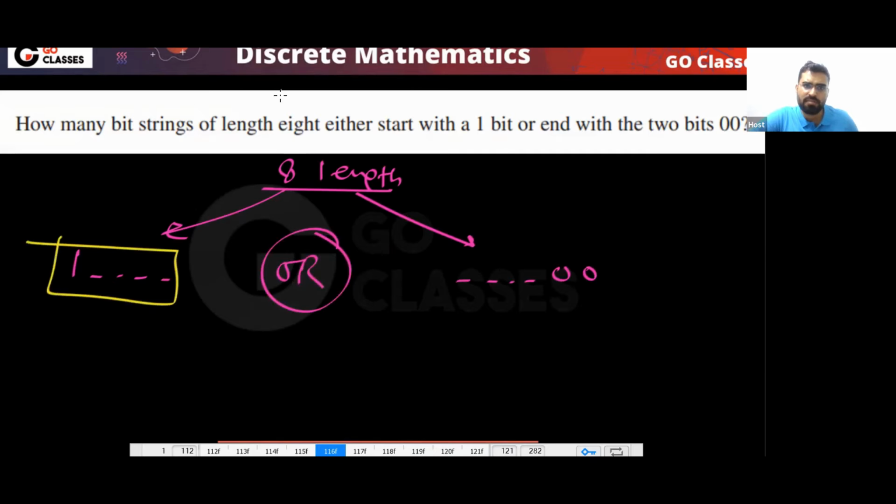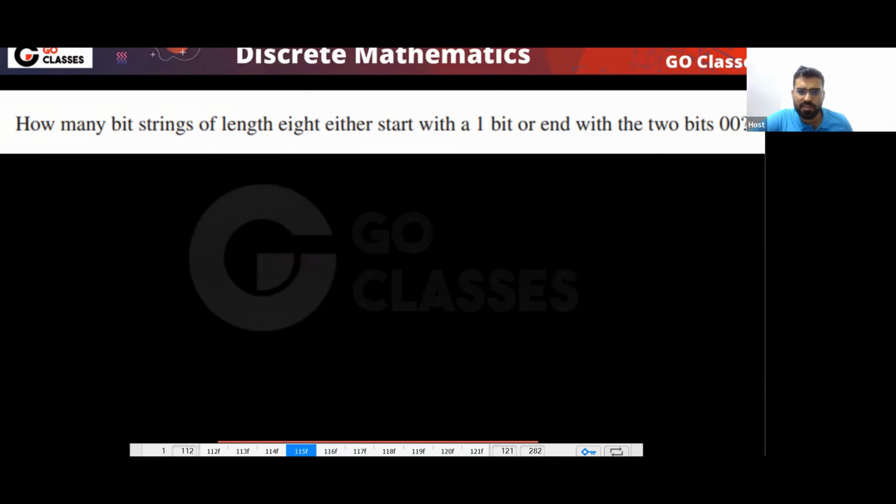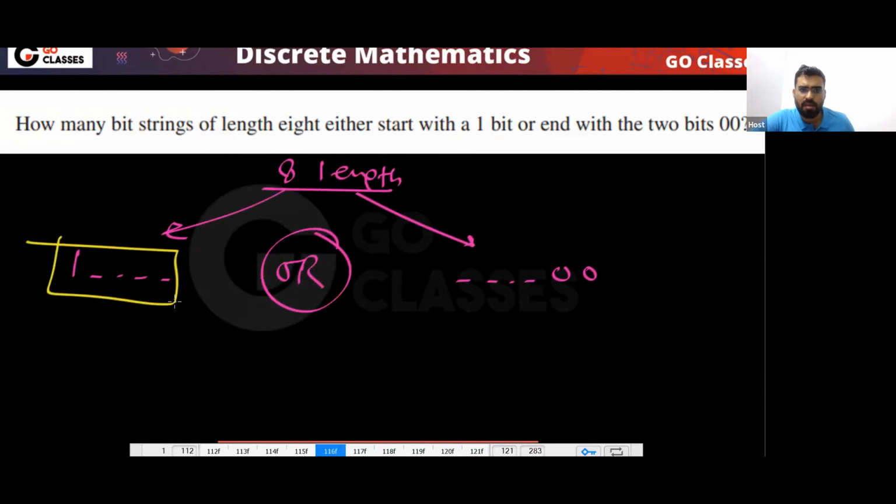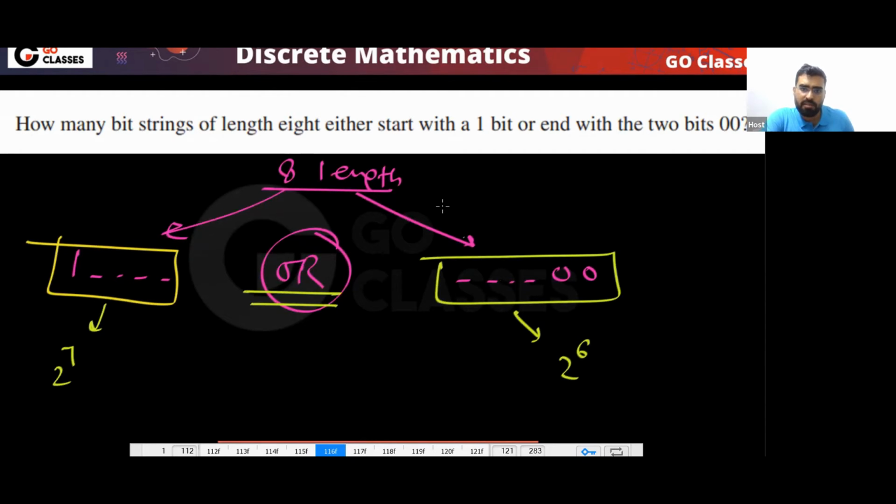How many will start with 1? So the first position is fixed. Starting with 1, that will be 2 power 7. Ending with 00, that will be 2 power 6. So the final answer will be 2 power 7 plus 2 power 6.